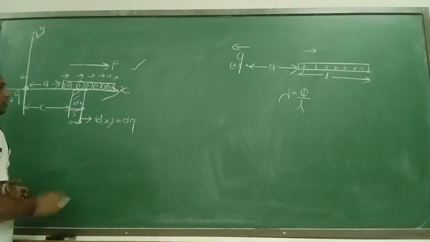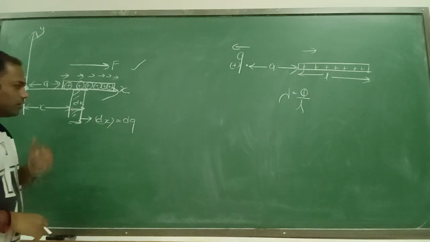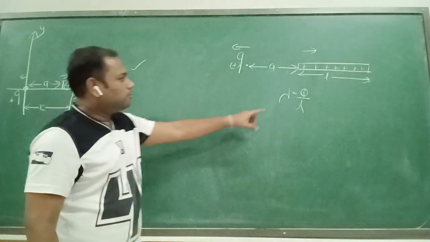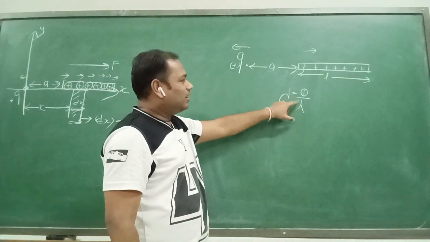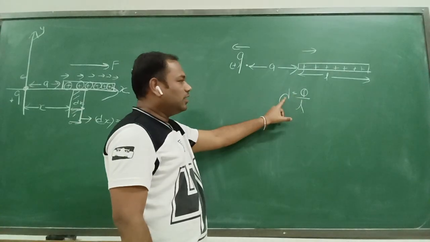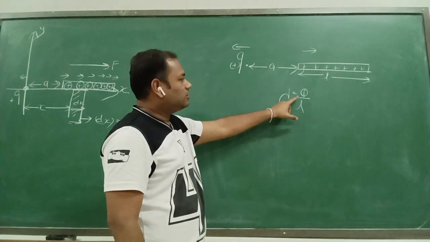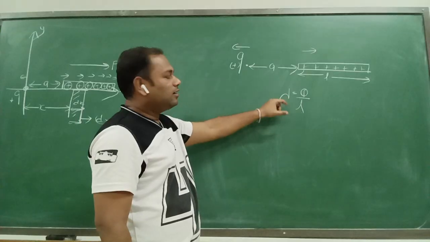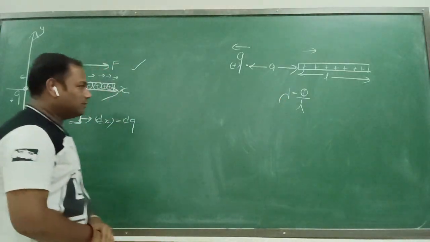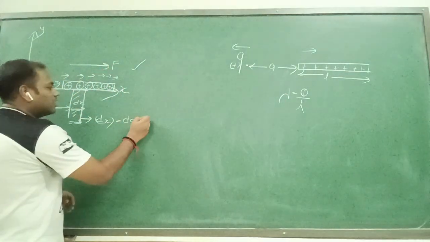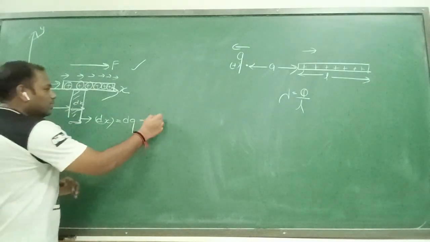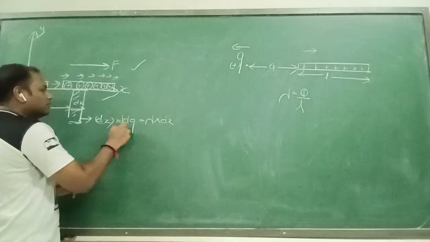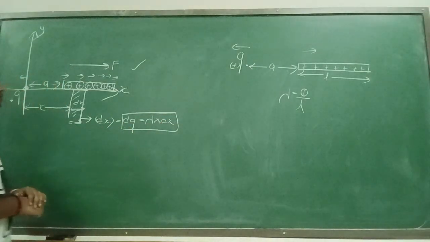What is the value of dq? We have to find out firstly. So we have charge per unit length, that is linear charge. So it tells us that unit length has charge lambda. Okay, this is the definition of linear charge density. So if unit length has charge lambda, what should be the charge present on dx length? Lambda into dx. This is the value of our dq.